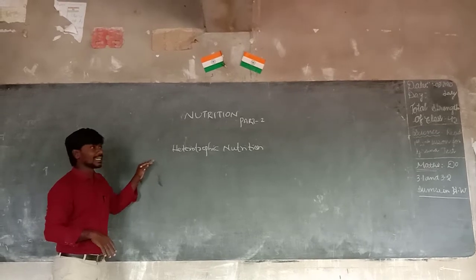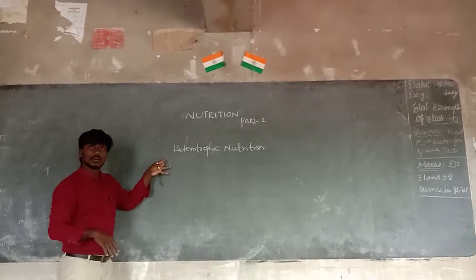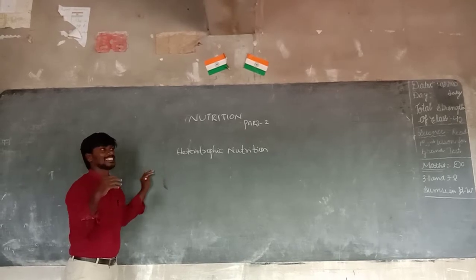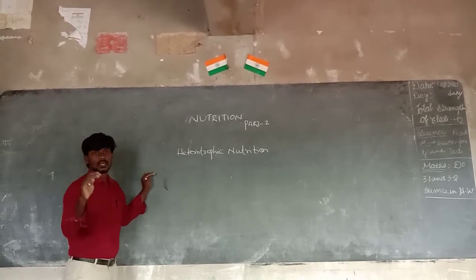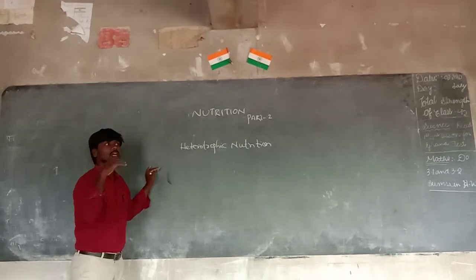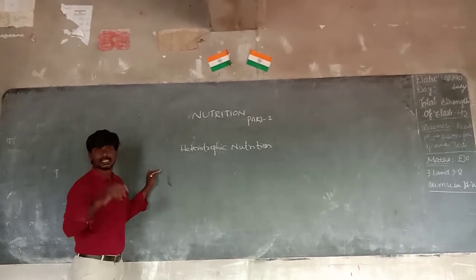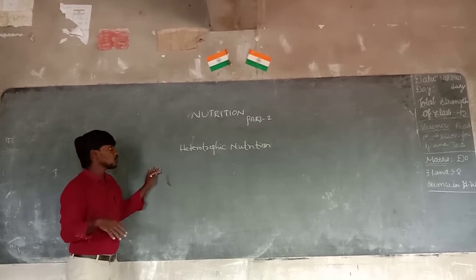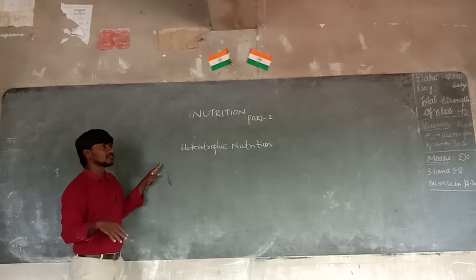Okay. So in heterotrophic nutrition, organisms depend on some other organisms. Suppose the cat depends on the rat, the dog depends on the cat. Human beings depend on both plants and animals. Okay, so that is called heterotrophic nutrition. Now, how do these organisms take nutrition?